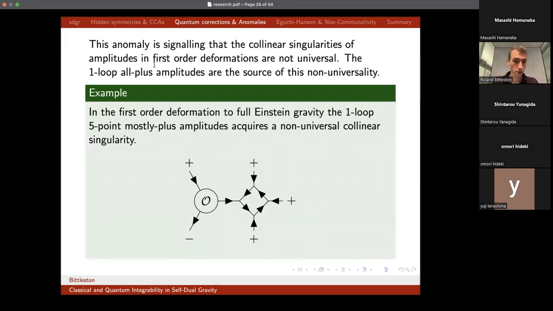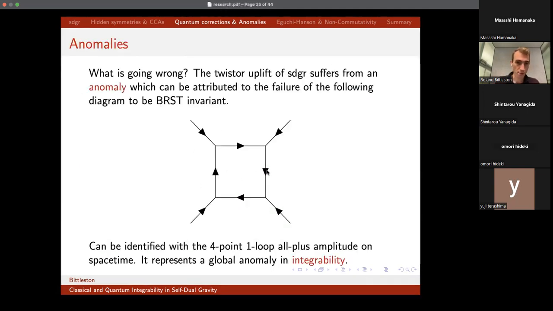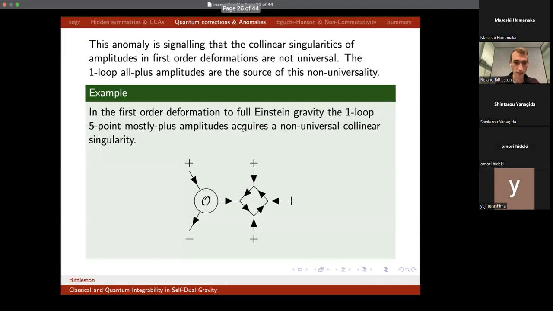I also, when making the connection to celestial holography, said that we should think of this hidden symmetry algebra as telling us about the universal collinear singularities of amplitudes in first order deformations of self-dual gravity. Well, interpreting this box diagram as the one loop all plus amplitude, it's possible to see that if you've got these non-vanishing amplitudes in the self-dual sector, then the collinear singularities of amplitudes in first order deformations are not universal.